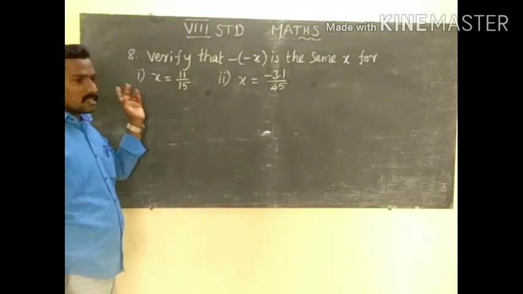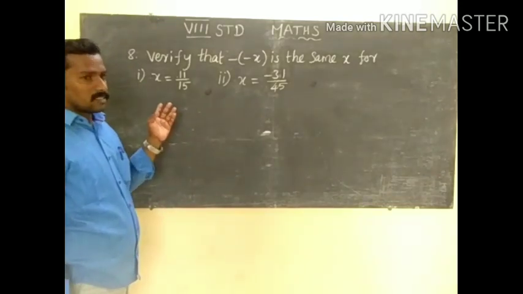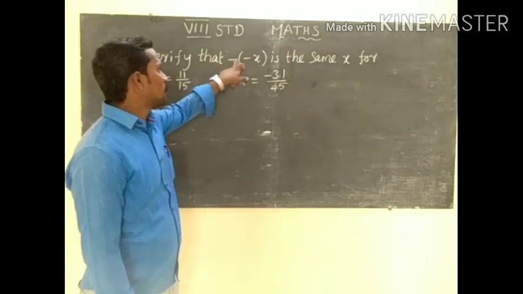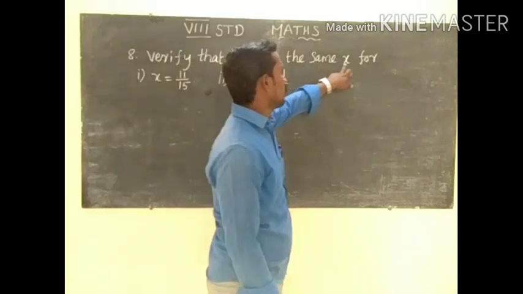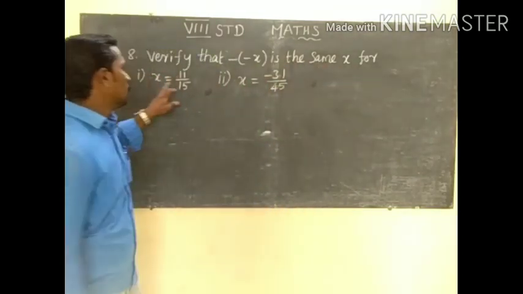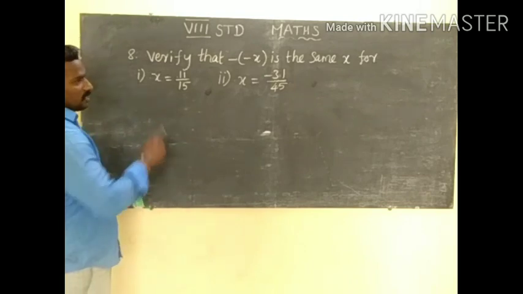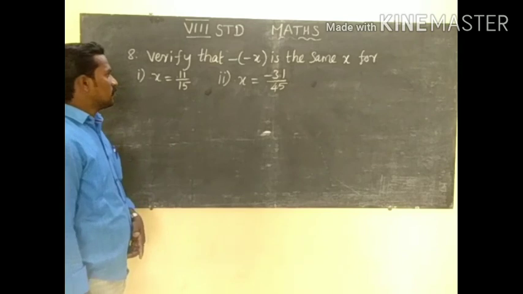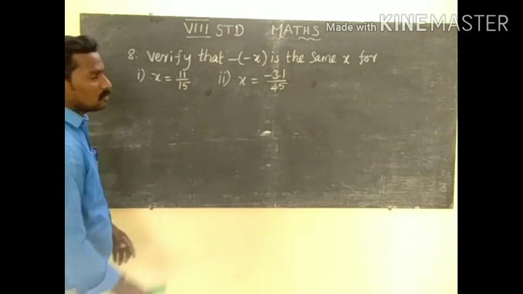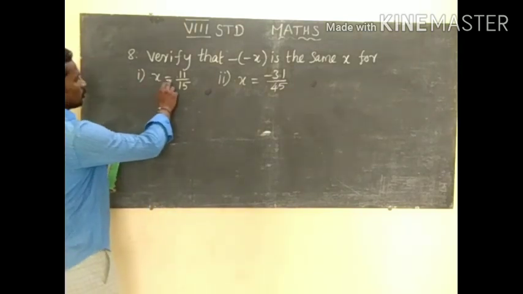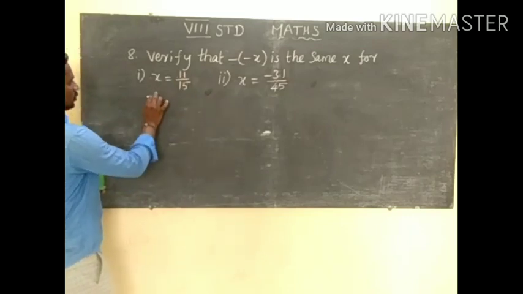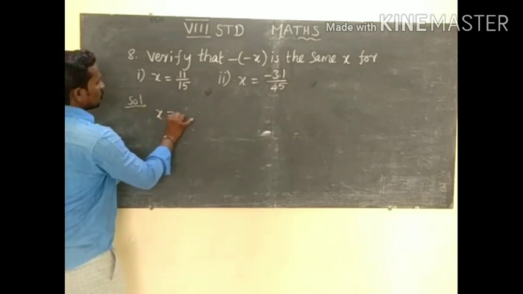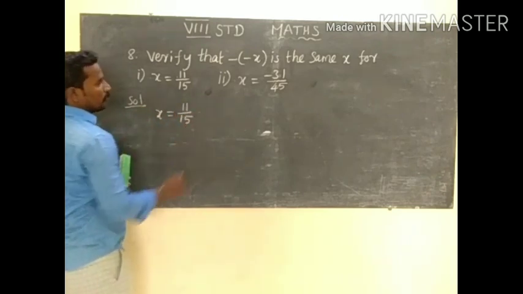Today we are discussing exercise 1.1, the eighth sum. Verify that minus of minus x is the same as x for the given question. Minus of minus x, multiplying minus two times, we get the same result. For example, the first question is x equal to 11 by 15. So first is the solution. Given x is equal to 11 by 15.